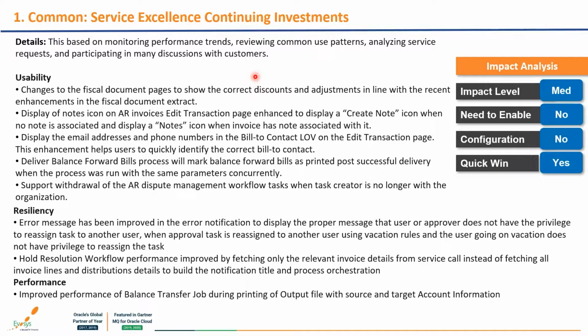And the last perspective is about performance. There is one process in GL called balance transfer job, and it has been improved now. While the process is running and printing the output file with source and target information, the performance of this particular process has improved. That was it about this service excellence, continuing investment by Oracle.